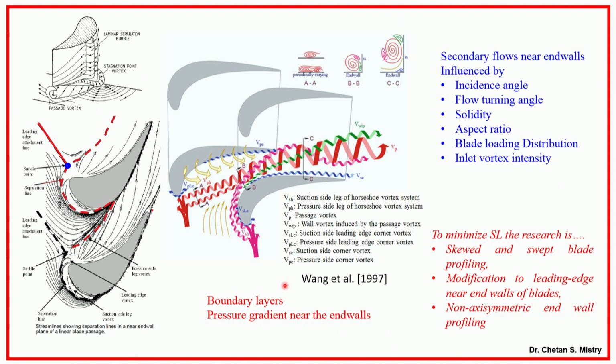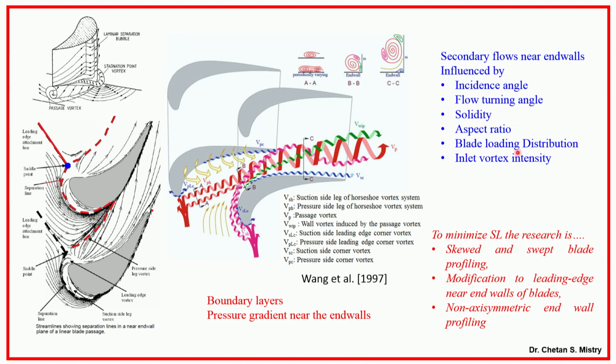The secondary flow we have discussed near the end wall is influenced by my incidence angle. It may be possible that you will not have a corner vortex formed. It depends on my geometry, on my flow turning angle, and on my solidity. What we mean by solidity is my chord to pitch ratio. It depends on my aspect ratio. Suppose I have a smaller blade, as when we talk in terms of HP. My span is very low. Under that condition, the chances for the formation of this secondary flow are more.